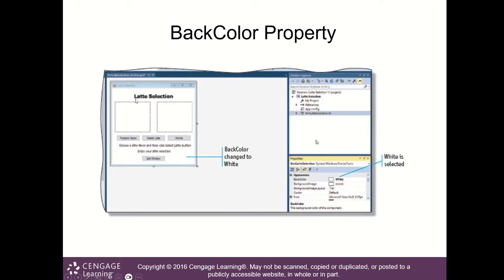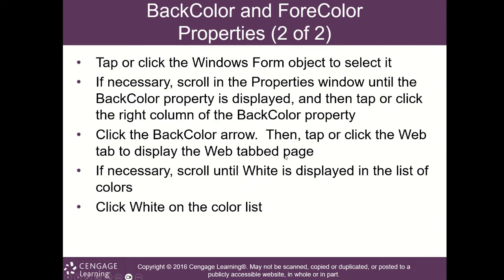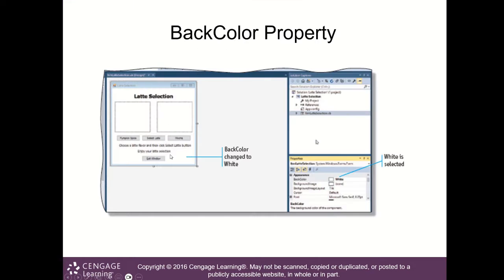So this is the screenshot. You are changing the back color of this whole Windows form to white. The process is, go to the property, click on the back color, and then click on the right hand side. You will see a pop up, and you have to click the web tab, and from there you can choose white. That way the background color of this form becomes white.